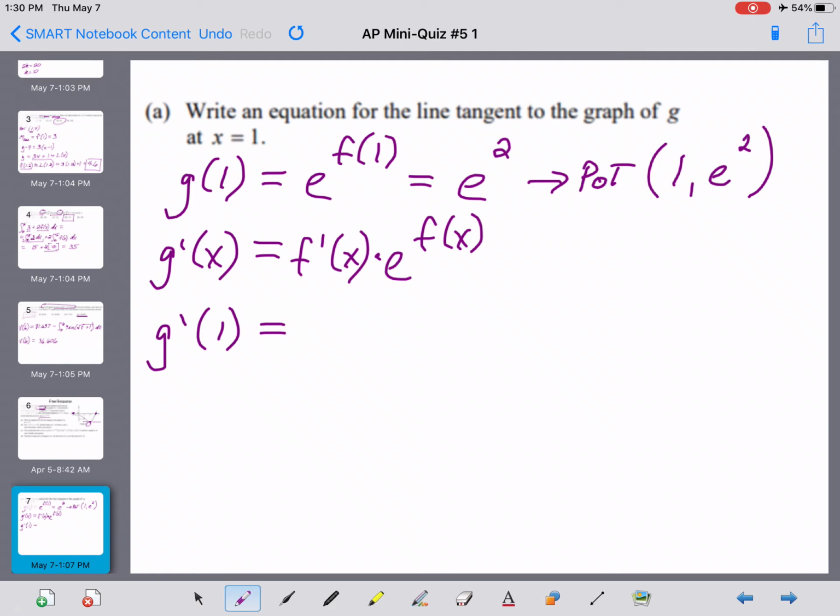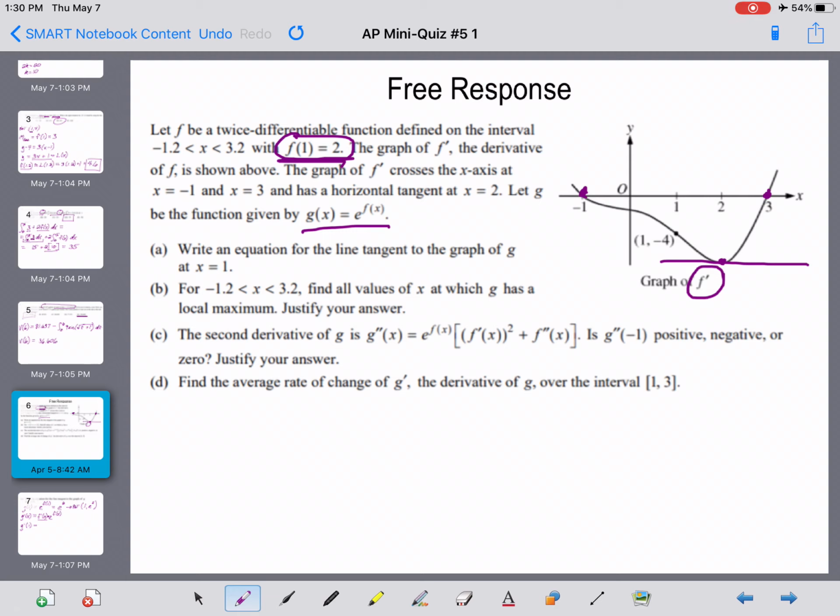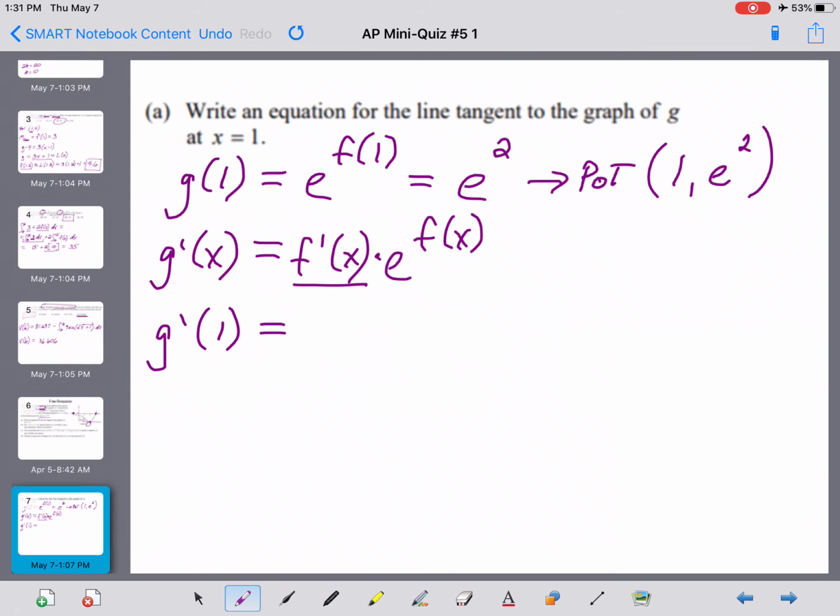That's g prime of 1. So the first thing we need right here is the value of f prime of 1, and that's going to come from this equation right over here, and we can see that when x is 1, they tell us explicitly, no assuming, that the value of that function right there is negative 4. So f prime of 1 is negative 4.